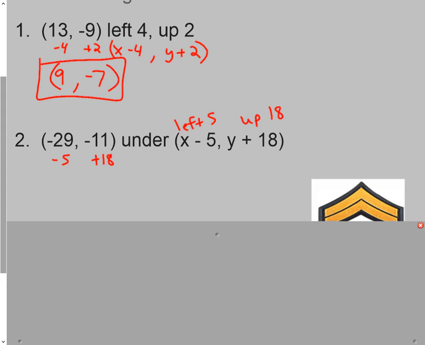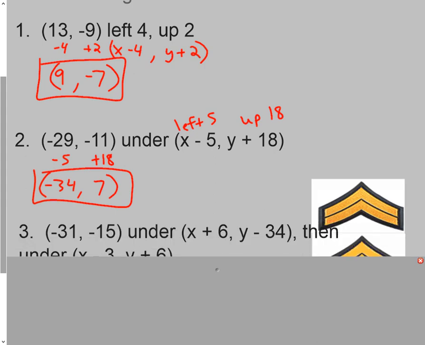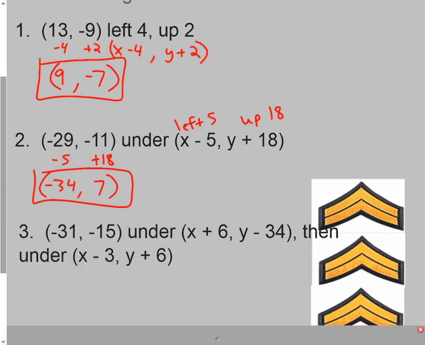Negative 29 minus 5 is negative 34. Negative 11 plus 18 is positive 7. So there's a new coordinate. So that's how you can do it when you're given the rule as adding or subtracting from the y and x. Now it's going to be a little bit more challenging one.